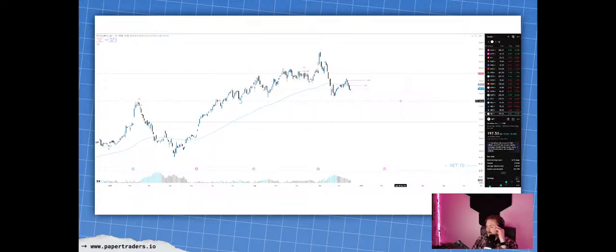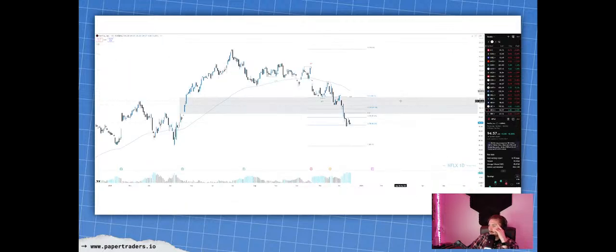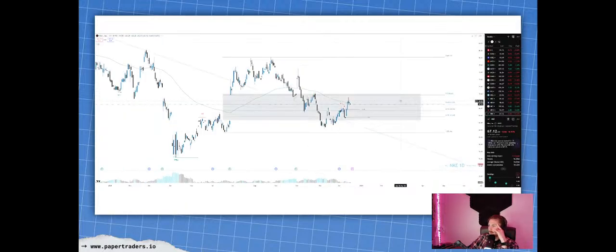Feels like they're either manipulating this for something, but not sure what that might be right now. All right, so let's look at Netflix, kind of a consolidation area here.